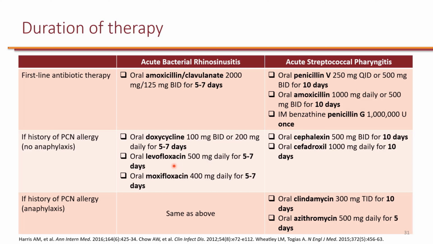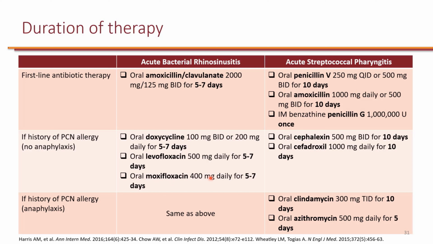And then if there is really no other choice, we can use respiratory fluoroquinolones such as levofloxacin and moxifloxacin. These are once a day dosing for 5 to 7 days. And of course, if the reaction was anaphylaxis, we do the same thing: doxycycline if the patient can tolerate it. If there is no other choice, because of the black box warning, the fluoroquinolone would be the last option.